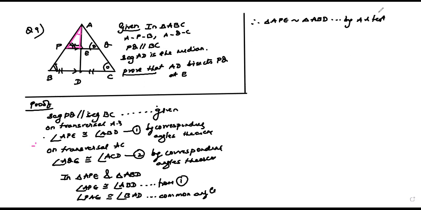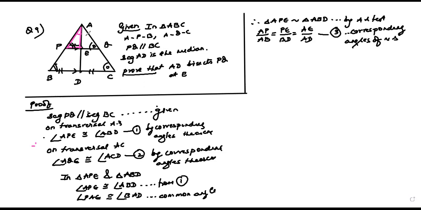Now I want my PE, got it? So see how I get it. AP upon AB is equal to PE upon BD, equal to AE upon AD. Actually, I was chasing PE. I can call this statement number 3 and give the reason as corresponding sides of similar triangles.